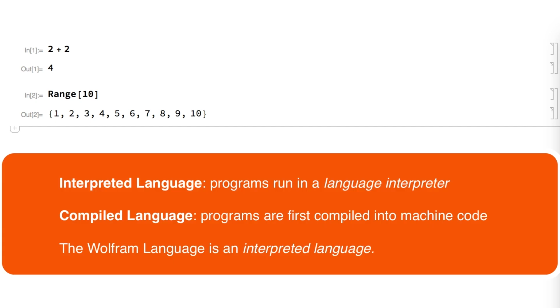Implementations of computer programming languages are sometimes described as being either compiled or interpreted. The Wolfram Language is an interpreted language, which means that programs are run by sending them to a language interpreter, the computation engine, without any extra steps, like compiling the program into machine code as in a compiled language. Wolfram Language programs are instead interpreted directly by the language interpreter.